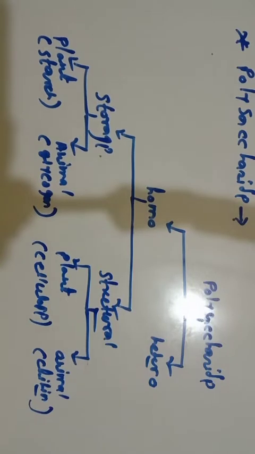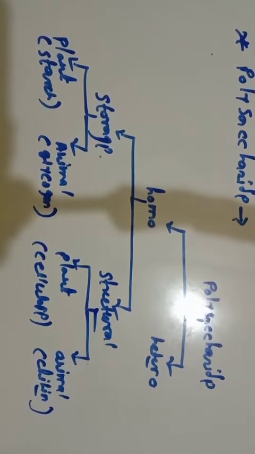And the second one, that is structural homopolysaccharides, again have plant origin and animal origin. The plant origin, the best example is cellulose, which is obtained from the plants. And the second one is the animal origin, that is chitin. Okay, so this is the classification of these polysaccharides.